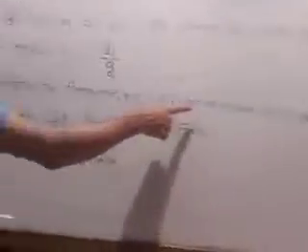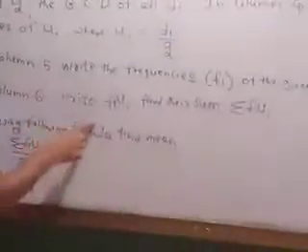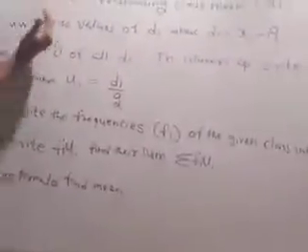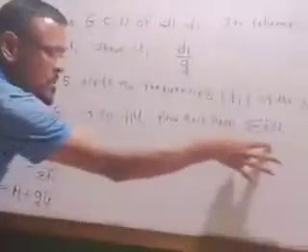Fifth column, in column 5, write the frequencies fi of the given class intervals. That frequency is given in the book. So we can find the summation of fi there. In column 6, find the value of fi ui. In the second method, we find fi di, then we find d bar. Here we find fi ui, and find the summation of fi ui. This is in column 6.